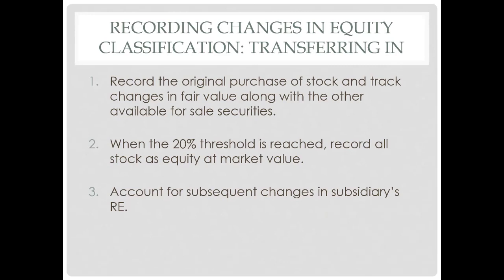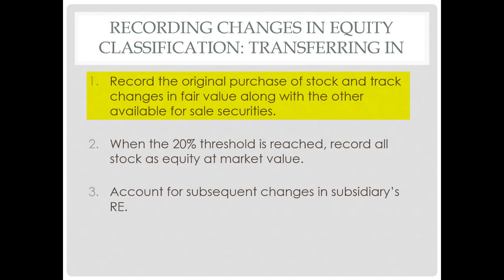Now, these steps assume that when the company buys the first round of stock in this desired subsidiary, they won't quite get up to the 20% threshold. So the first thing we have to do is we record the purchase of this stock at less than 20%, and we can't put it in the equity classification yet. So instead, we have to treat it as either trading or available for sale.